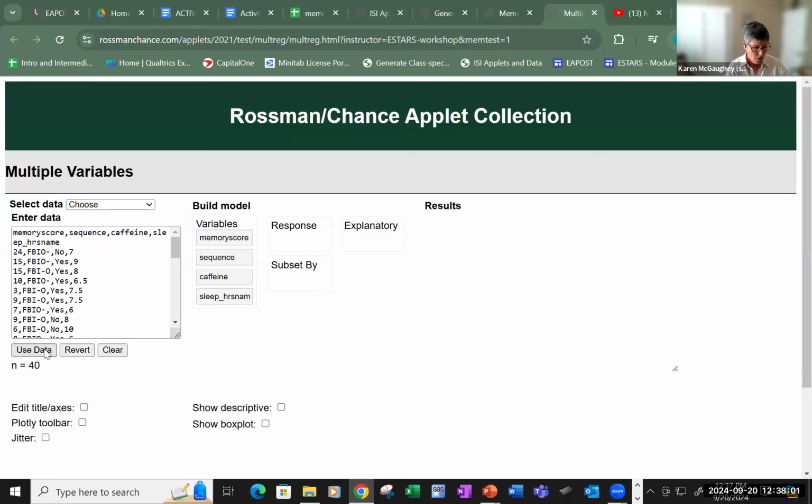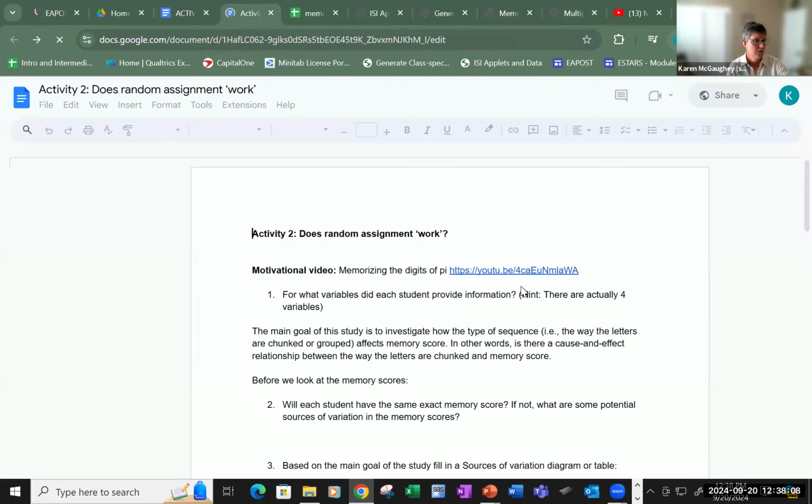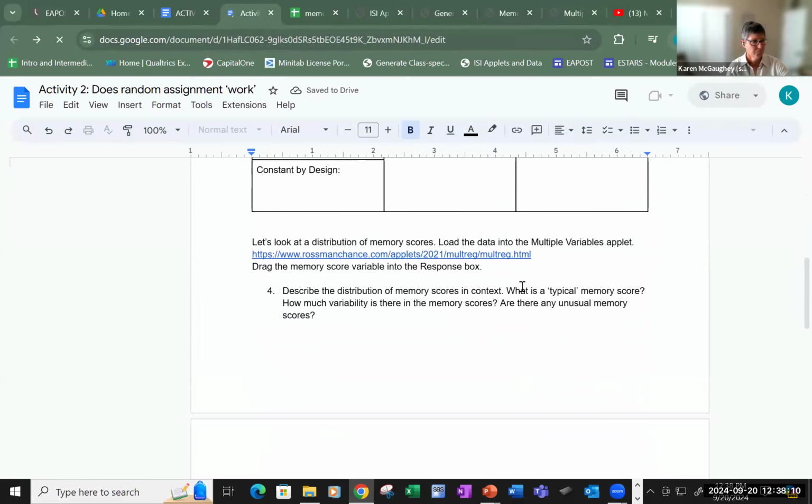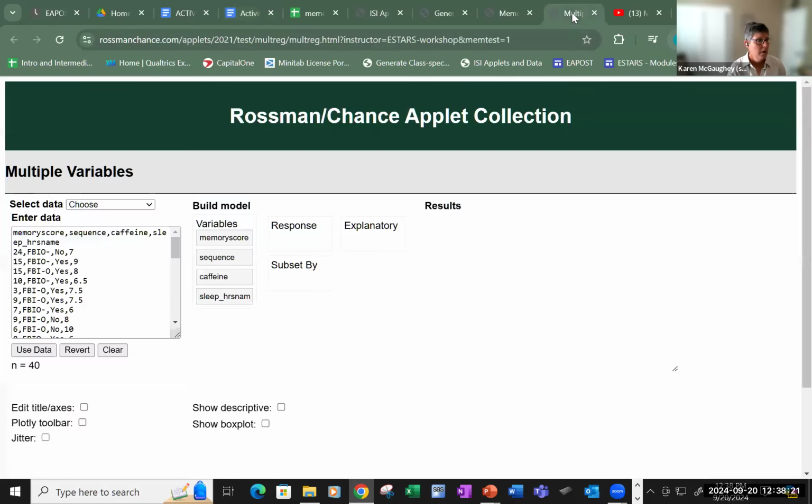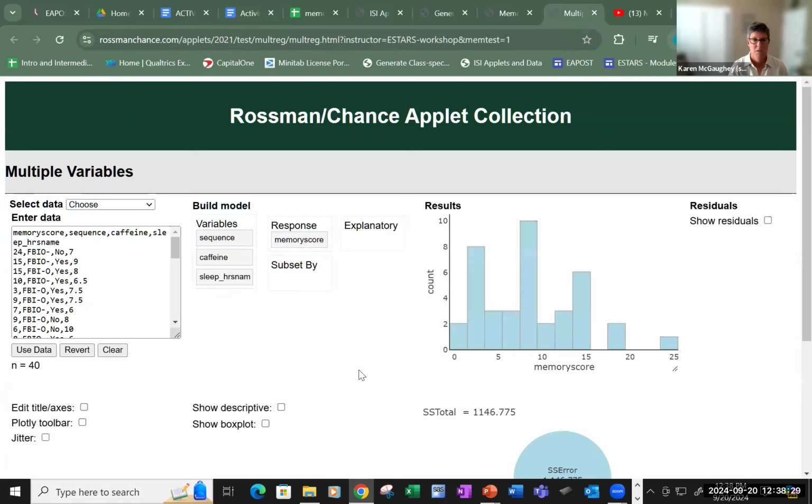Okay. So the first question that I would ask here, so let me come over to the activity, is I would want students to describe the distribution of memory scores. What's a typical memory score? How much variability is there in memory score? And so in this applet, if you just grab the memory score variable, you can drag it into the response box. And so that'll provide a graph.